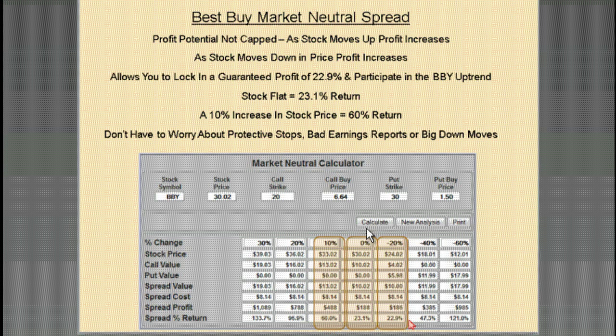Another thing: when you buy this put option and you lock in this minimum profit, then you don't have to worry about earnings reports, bad news that comes out about the stock, downgrades, or macroeconomic data. You simply buy the put option, lock in your profit, and at the same time participate in any further upside moves, and you just hold it until option expiration. You don't have to worry about big down moves in the stock or putting in a protective stop. It's a very low risk and very low stress way to trade options, because no matter what happens to the underlying stock, you're still going to make a profit.